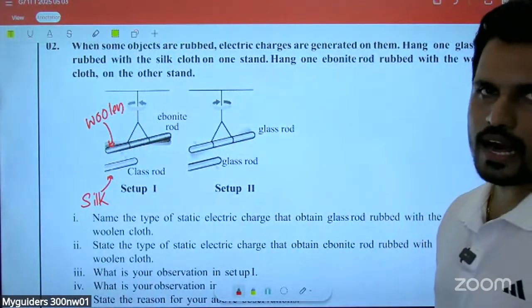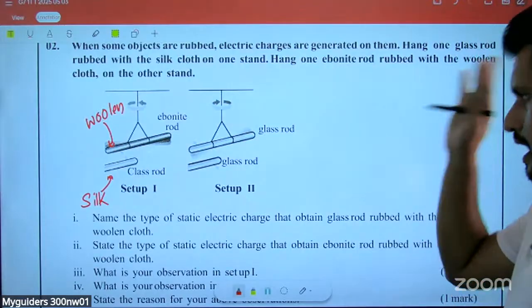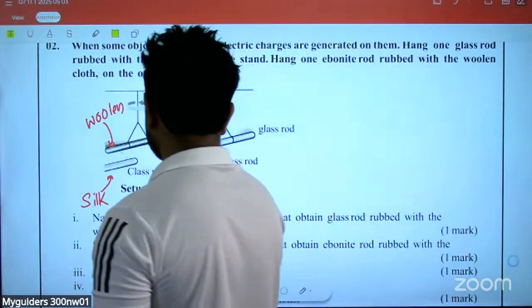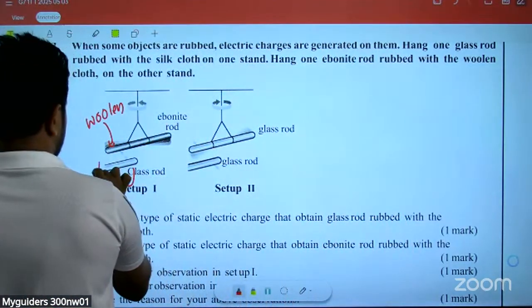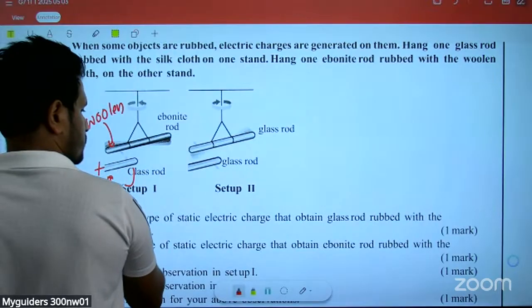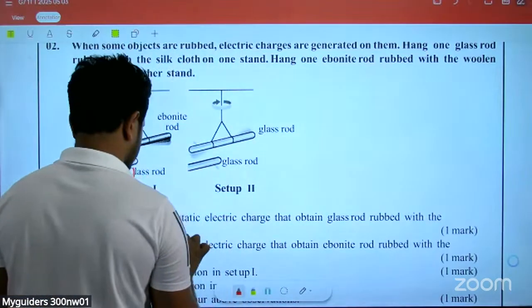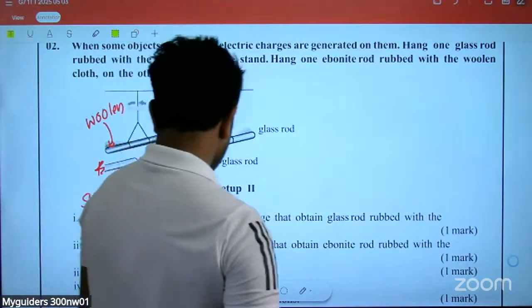Now we'll provide the answers for the questions. Name the type of static electric charges obtained on a glass rod rubbed with the woolen cloth. When a glass rod is rubbed with a woolen cloth, the glass rod gains positive charges. Right? The glass rod becomes positively charged.